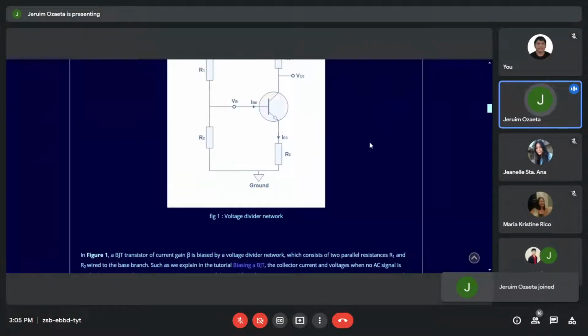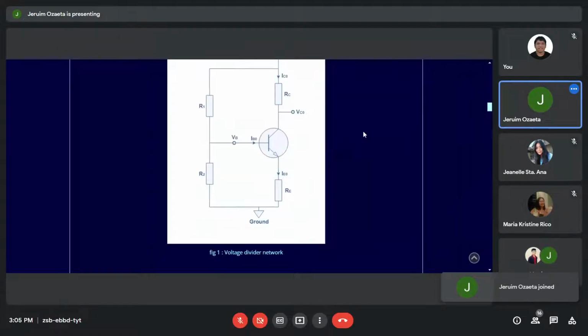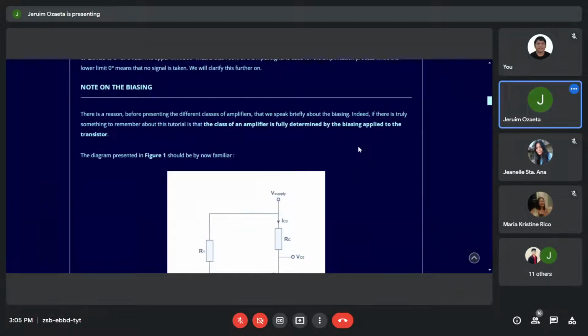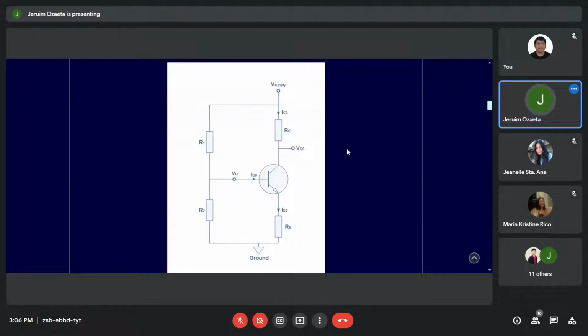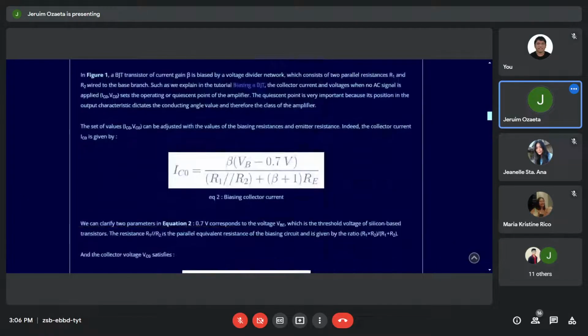Now let's review this. This is just the same circuit as before. Again, this is a class A amplifier. Take note that R sub 1 and R sub 2 just serve as a base bias to determine the forward reverse voltage between the base and the emitter, and the output is still collected at the collector side of the transistor.